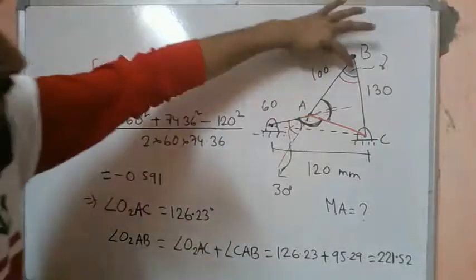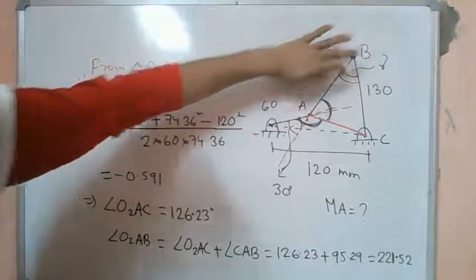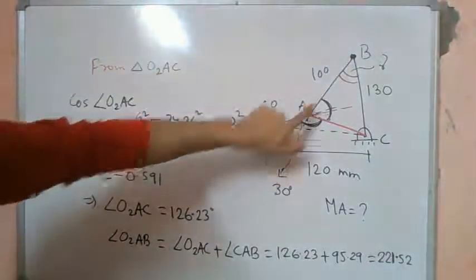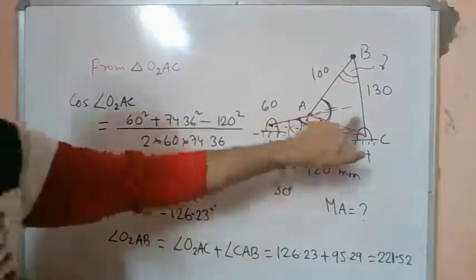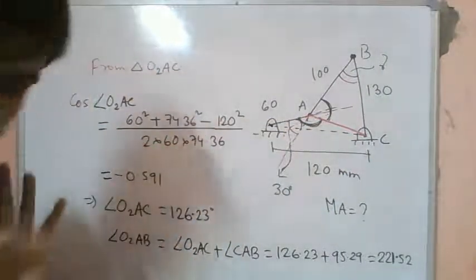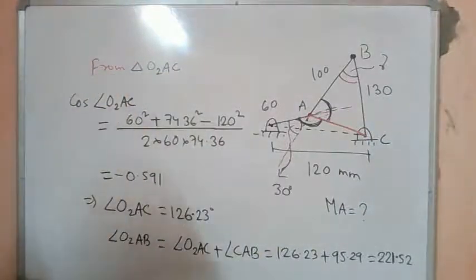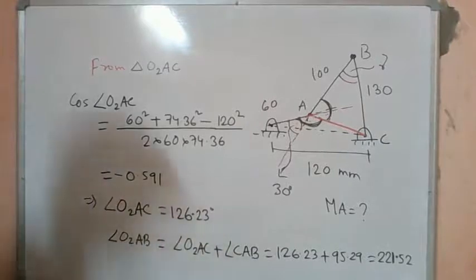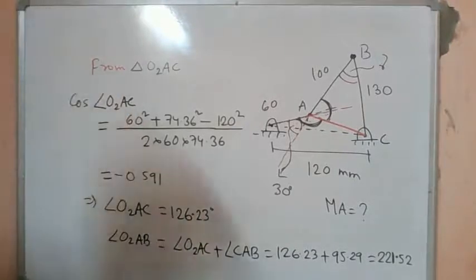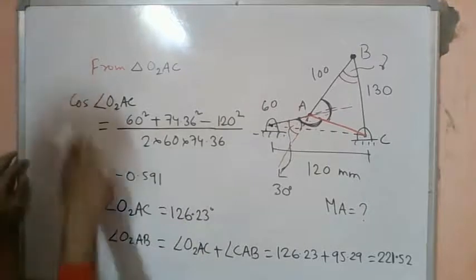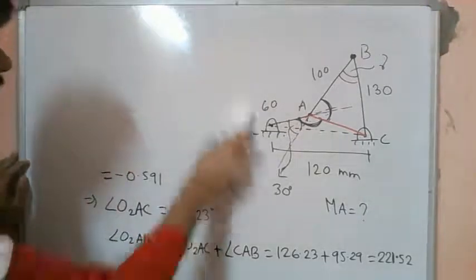We know this angle gamma, and we know this angle 30 degree. We know this angle also. The remaining angle can be found out, since the sum of the four angles is equal to 360 degree. Anyways, this is not required. So now we can find out the mechanical advantage easily.